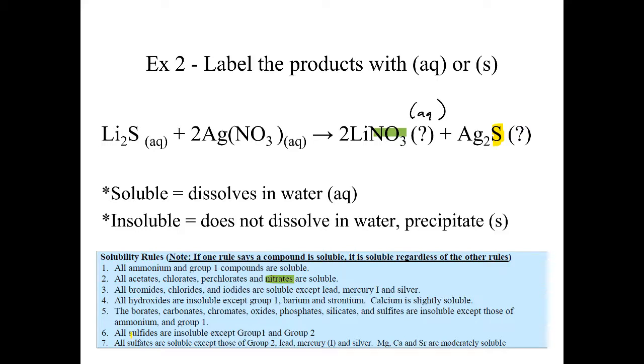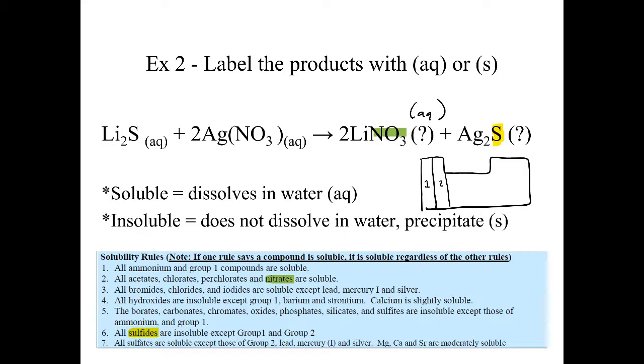All right, and that comes into play on Rule 6. And it says all sulfides are insoluble except group 1 and group 2. So in general, they're insoluble. Now what it means by group 1 and group 2 is the elements on the periodic table. So the first column is group 1 and the second column is group 2.